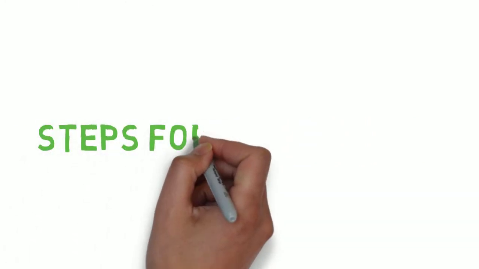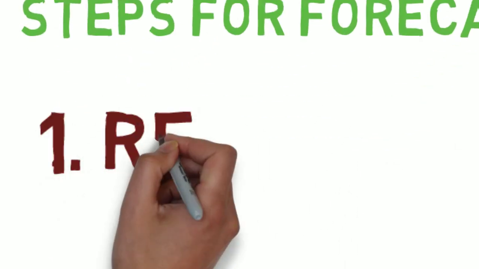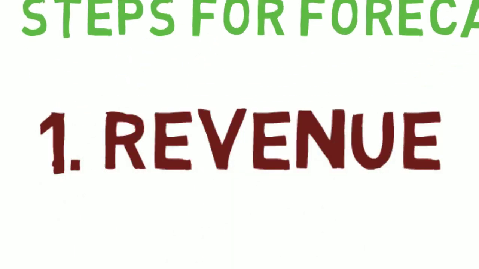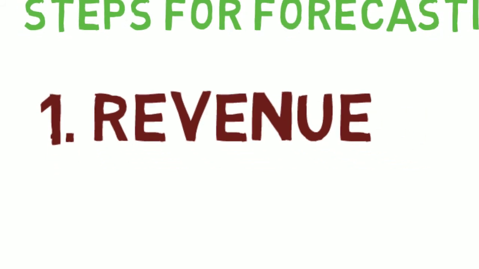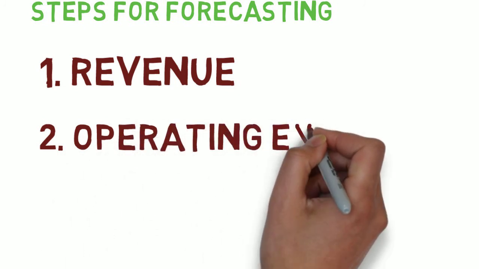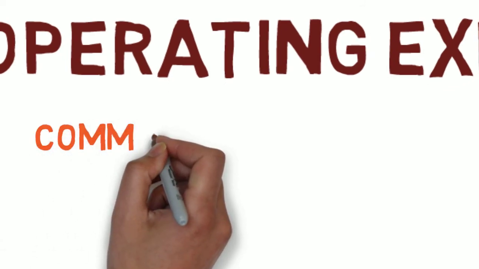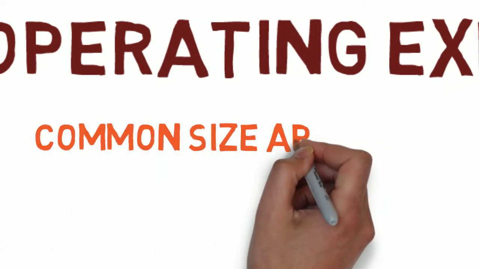Finally, the steps for forecasting the income statement begin with a forecast of revenues. As already discussed, this is a very important step, and I have created a separate video to help you understand the forecasting of revenues. In the next step, we forecast the operating expenses using the common size approach. That is, we assume a relation between revenue and each specific operating expense account.